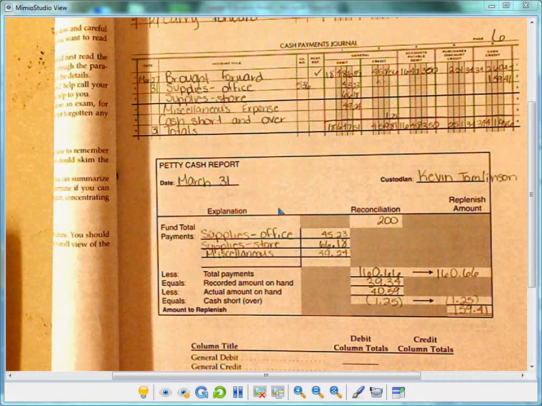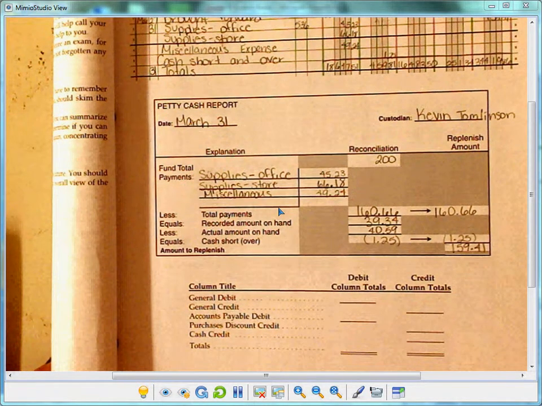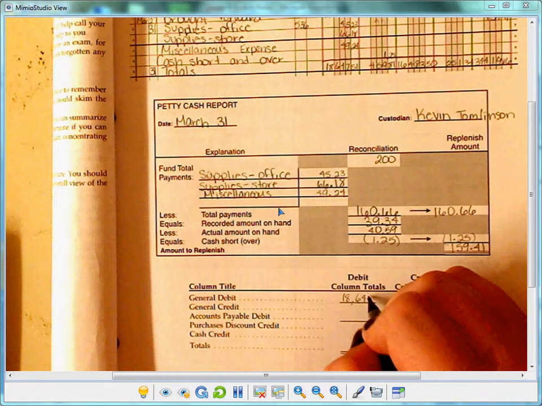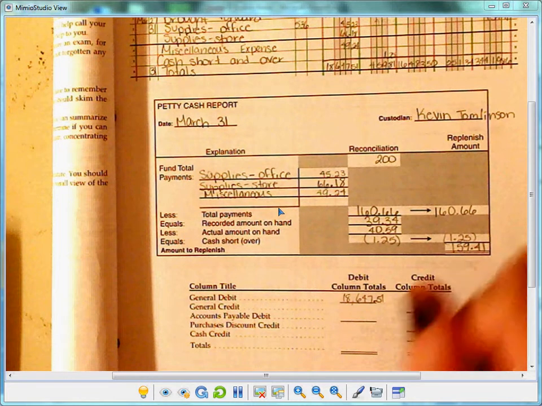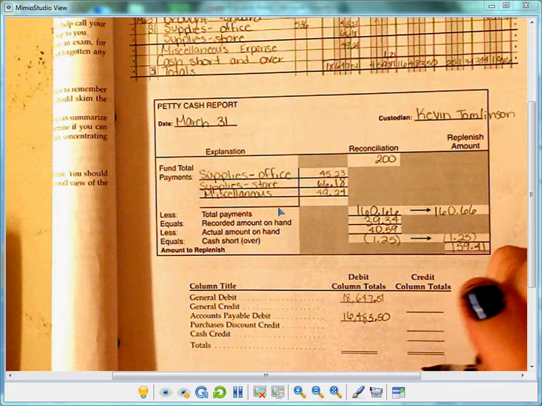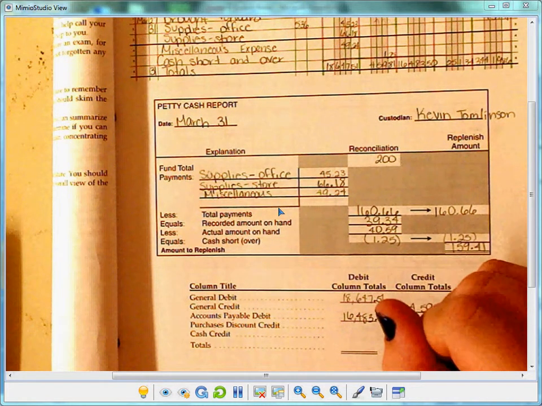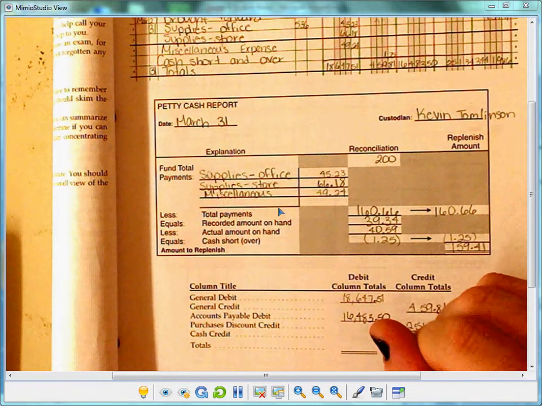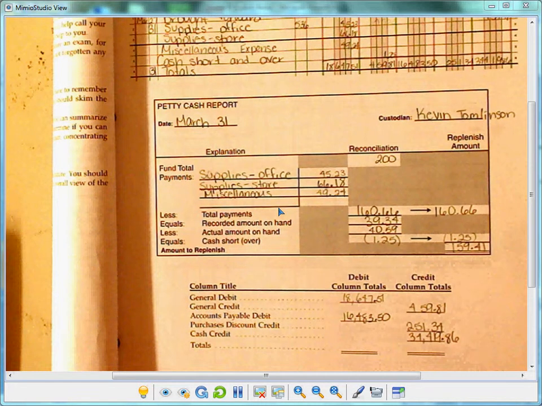Okay, then they're trying to give us a little help there at the bottom of the page so we can see if our debits and credits equal each other. So down there at the bottom, we're just going to bring down those numbers. Our general debit number is $18,647.51. Then our accounts payable debit is $16,483.50. And over to our credits, our general credit, $459.81. Purchase discount credit is $251.34. And our cash credit is $34,419.86.